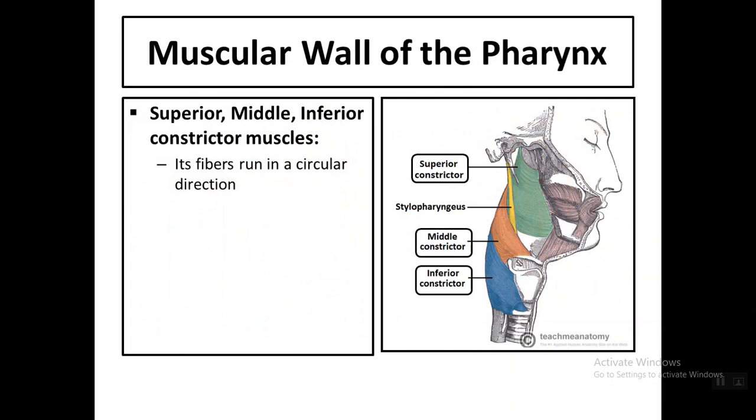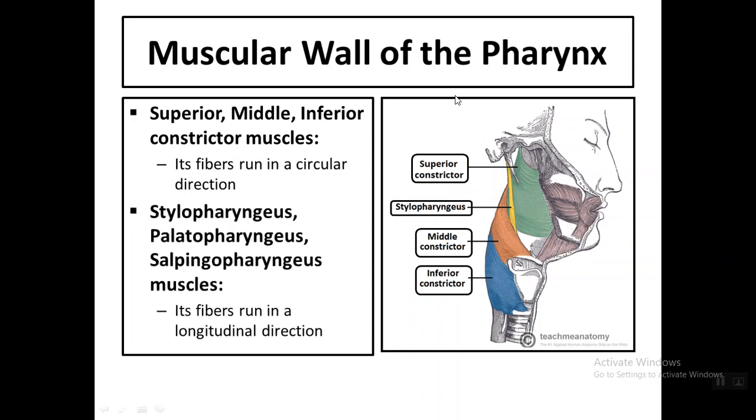If we examine the wall of the pharynx, it has a musculomembranous wall. These muscles that form the wall of the pharynx are of two types: the muscles that run in a circular direction and the muscles that run in a longitudinal direction. Here we have what we call the superior, middle and inferior constrictors. Their fibers run in a circular direction يعني تقريبا اتجاه الفايبر راح يكون دائري. هاي نسميها superior والميدل والinferior constrictors.